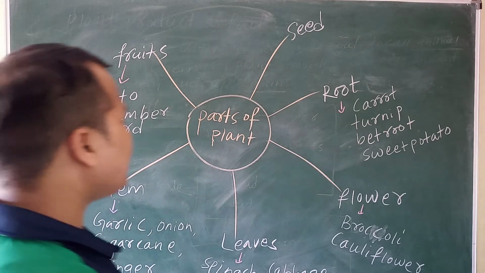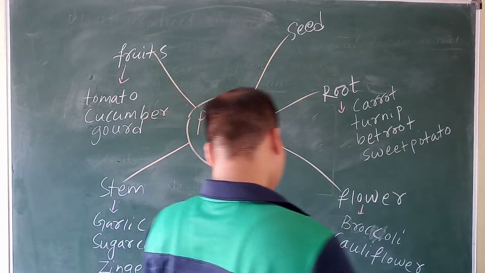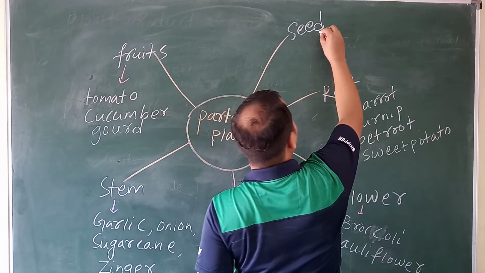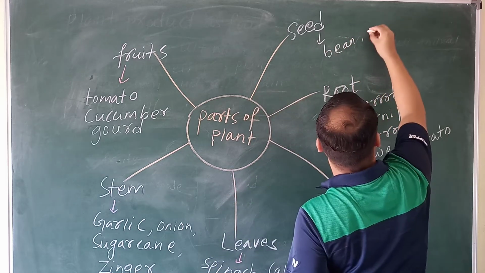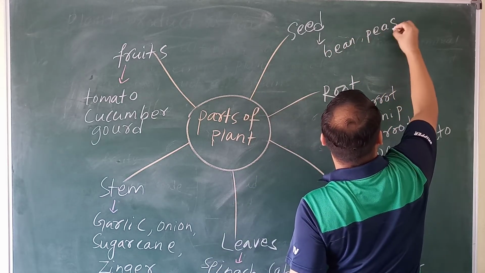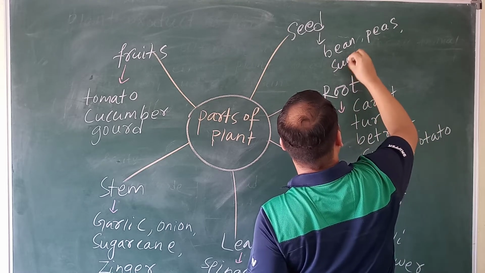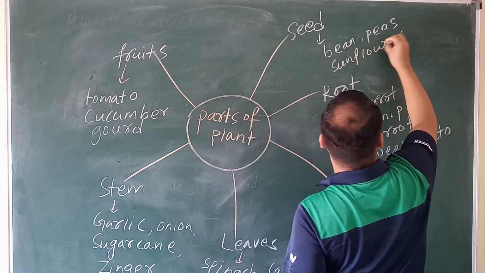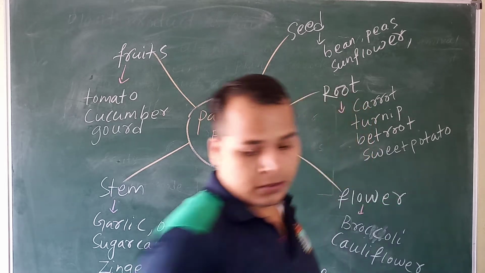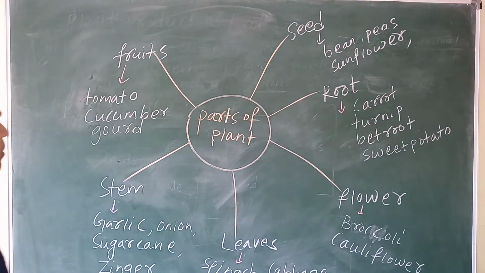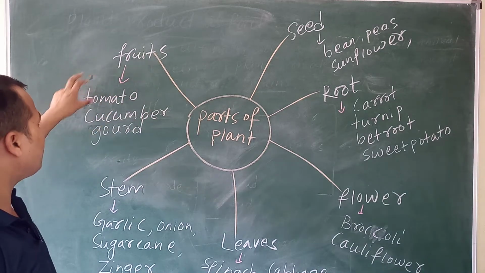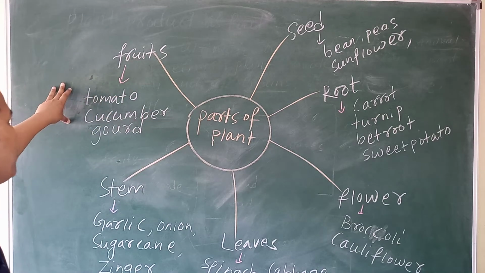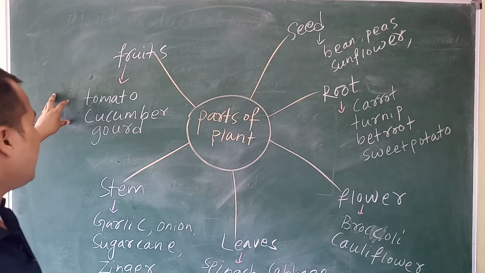Tell me examples of seed. Examples of seed: beans, then peas, sunflower. So these are the examples of what? Parts of the plant. This is a fruit. Example of fruits, tomato. So tomato we take as a fruit.